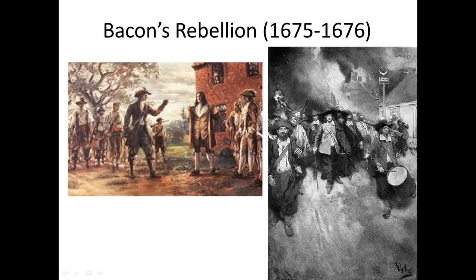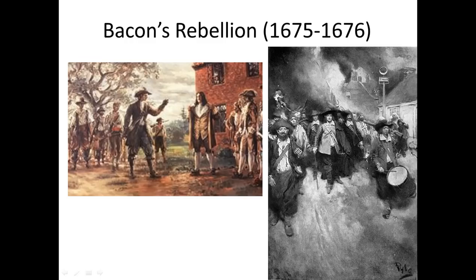Bacon then asks if he can expand his plantation beyond the line that has been set up, separating the Native Americans and the settlers, and the governor, Berkeley, again says no. Bacon is getting increasingly angry. And in 1675, when a war breaks out between the settlers and the Native Americans, the settlers, of course, are trying to expand west into Native American land.